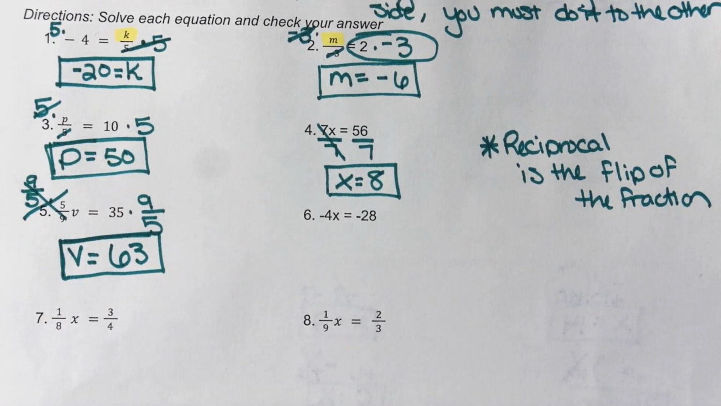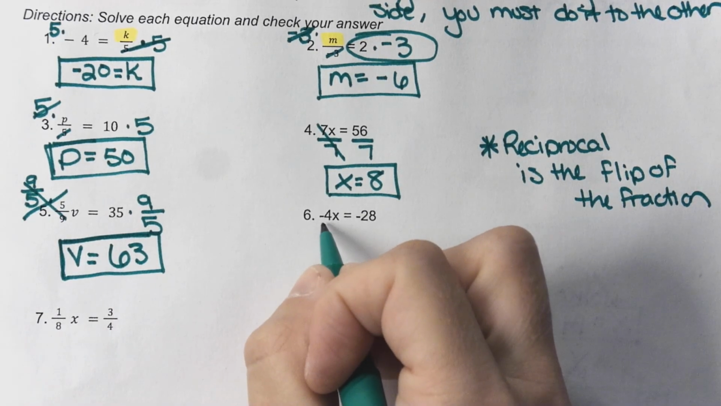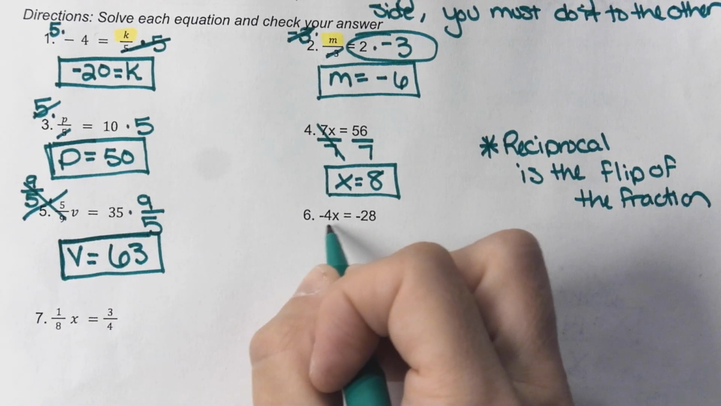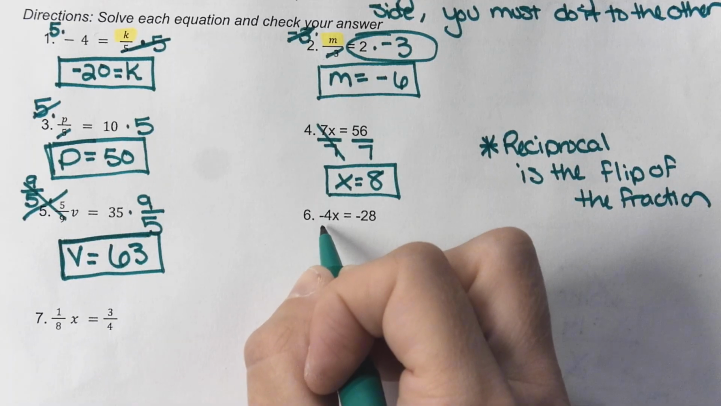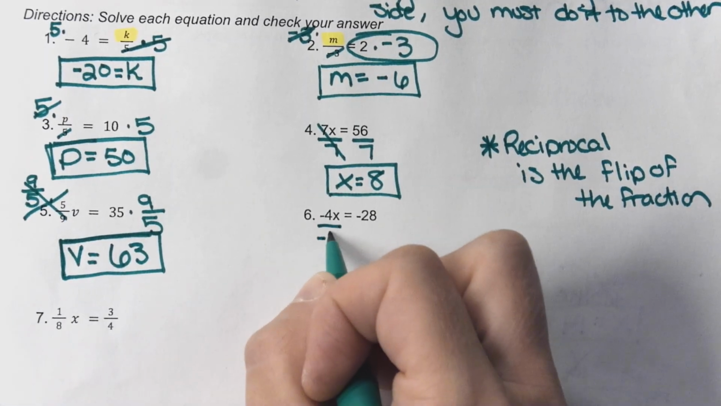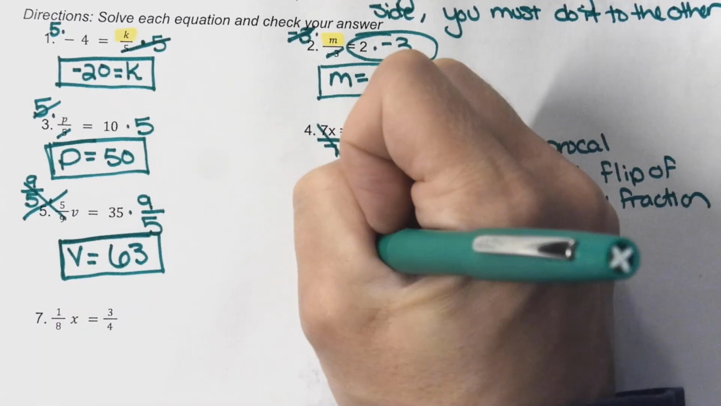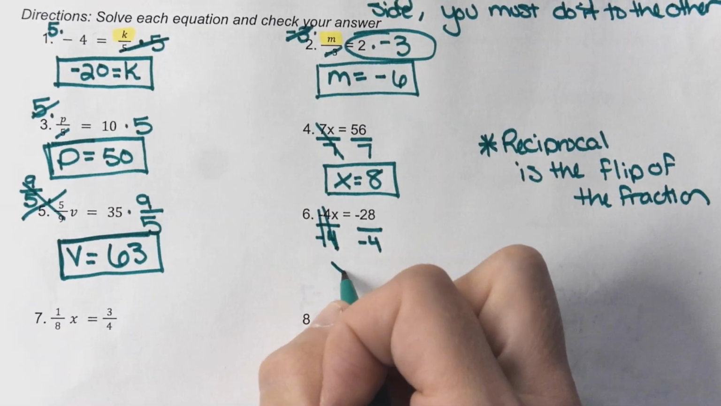Okay. Next one. Again, they're right next to each other. So what do I need to do to get rid of the -4? If they're right next to each other, a negative multiplied by a negative is a positive. Hold that thought. We want to divide it away. So the 4's cancel, the negatives cancel.